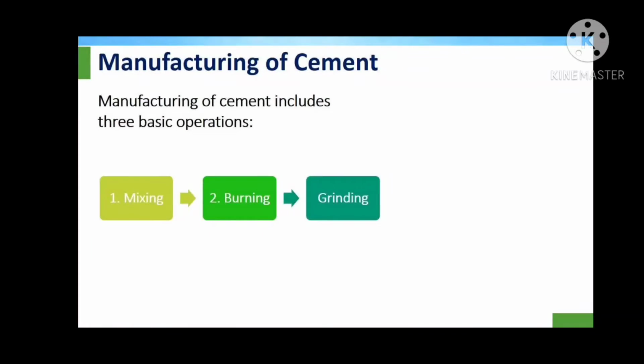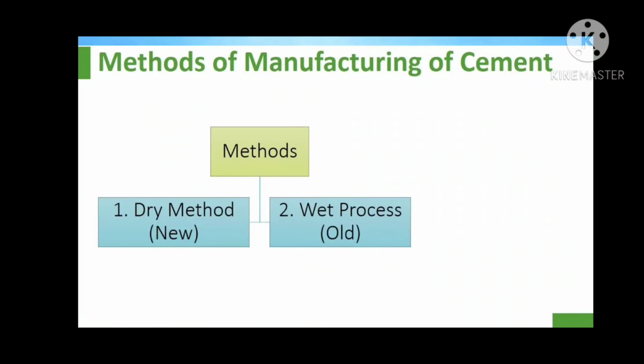Manufacturing of cement. Manufacturing of cement includes three basic operations. First, mixing. Second, burning. Third, grinding. Method of manufacturing of cement. First, dry method. Second, wet method. Dry method is also known as the new method, and wet process is also known as the old method.